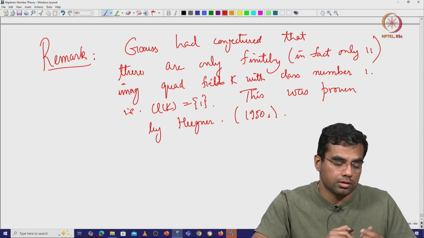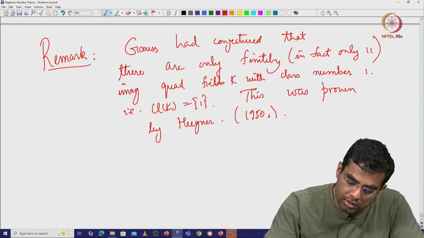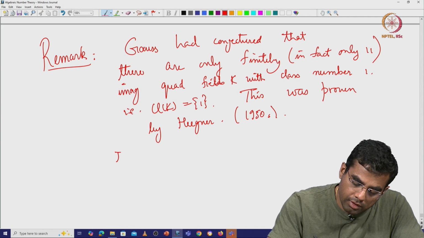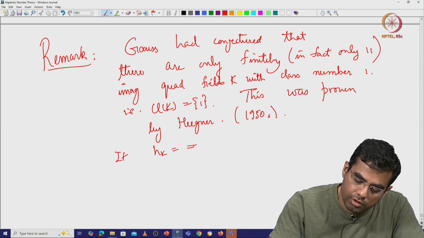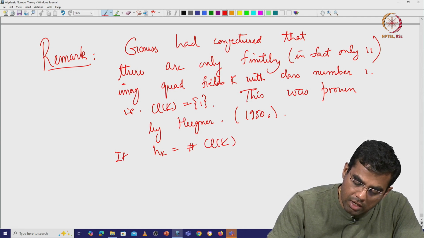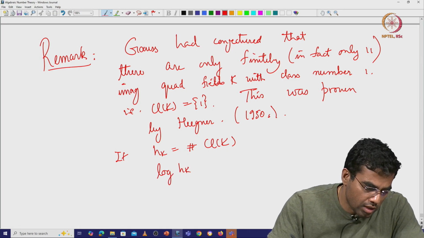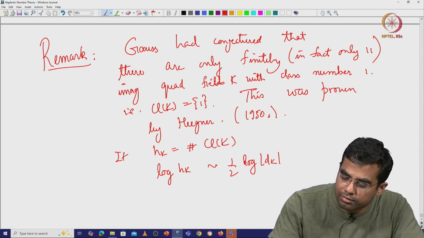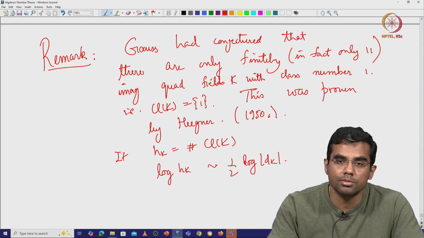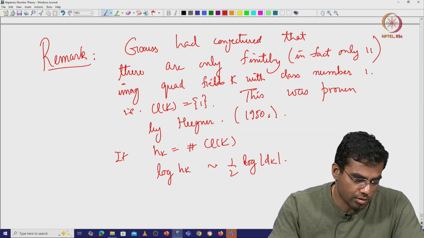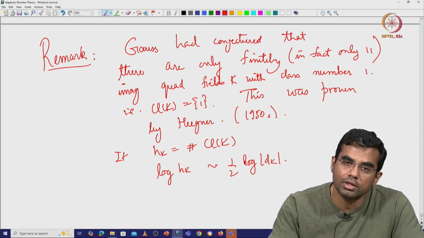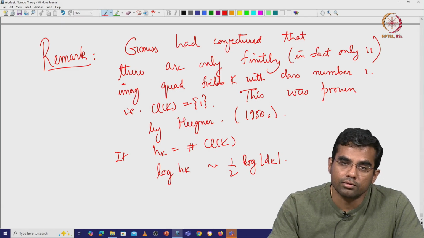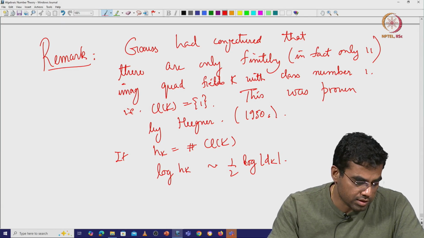So, in fact, the class number, so if h(K) is the number of elements in the class group of K, then log of h(K) grows roughly like half the log of the discriminant of K, right. So, this is asymptotic growth, right. This kind of thing will tell you that there are only finitely many fields, but to prove that the list of Gauss was the exact list, it takes much more work. Okay.